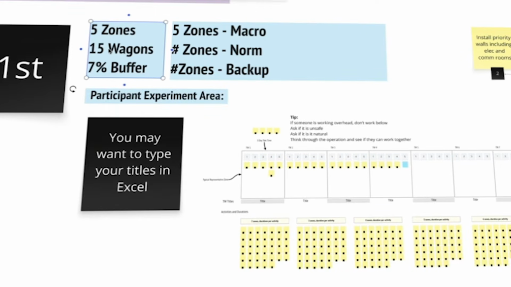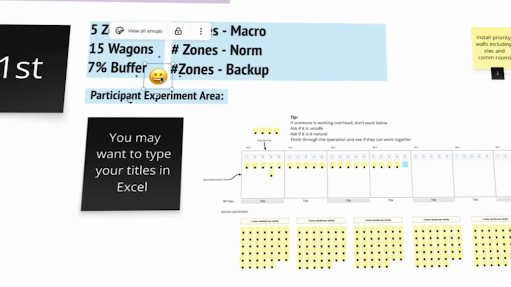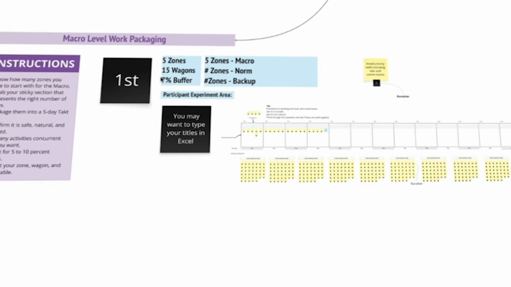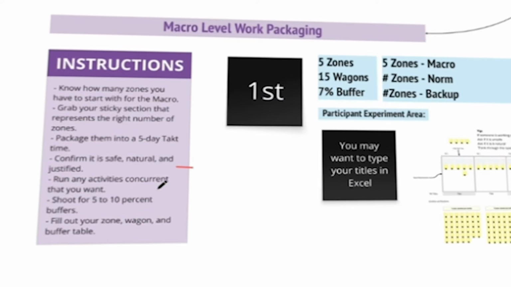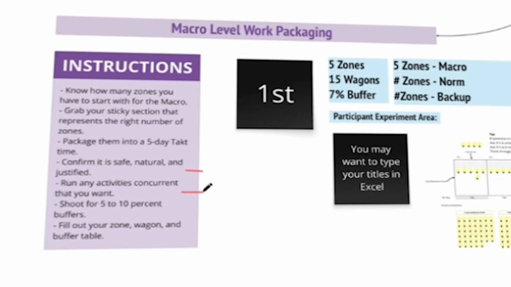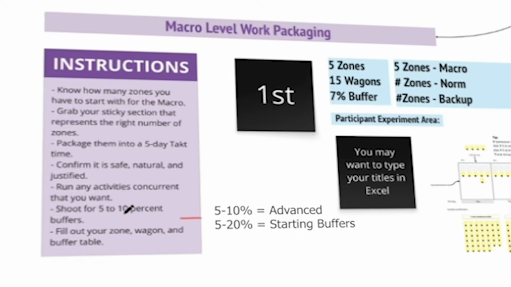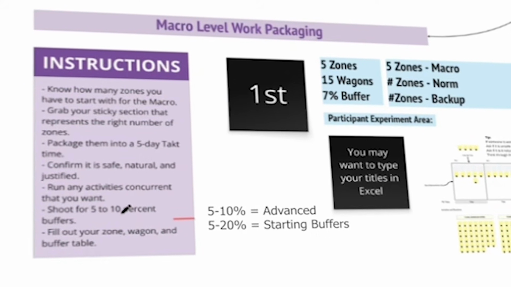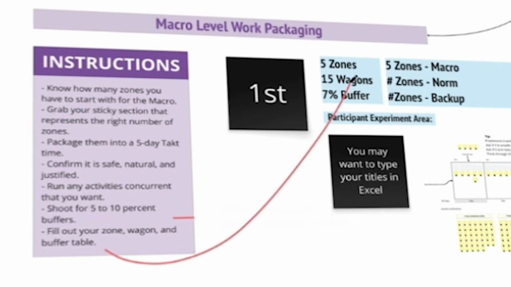So if you're like, yeah, 5 zones, 15 wagons, 7% buffer, literally if I was your professor or teacher in the company, I would come over here and give you a smiley face because you followed it. If you were under 5% buffer or over 20%, I would know that you didn't complete this properly. Now, I'm not trying to make fun of you. I'm just saying that that's key. To finish this off, confirm it's safe, natural, and justified. Run any concurrent activities that are natural based on what you want. Shoot for 5. You can shoot in the macro for 5 to 10% buffers, but really the range is 5 to 20%. And then fill out your zone, wagon, and buffer table like I showed you up here.